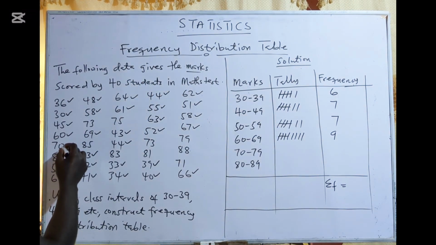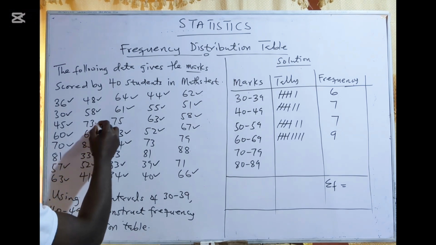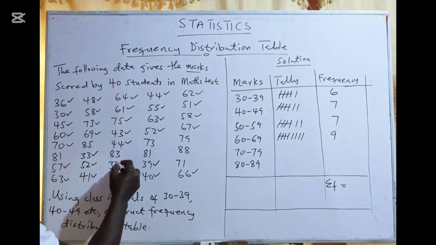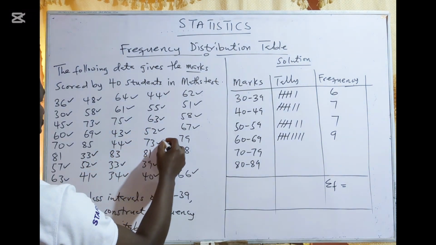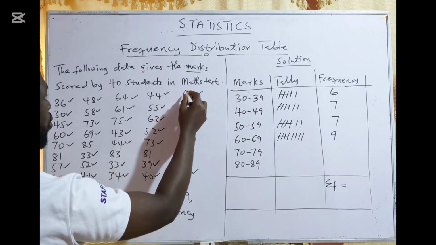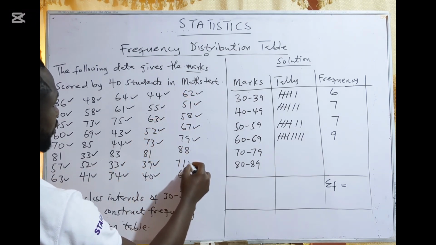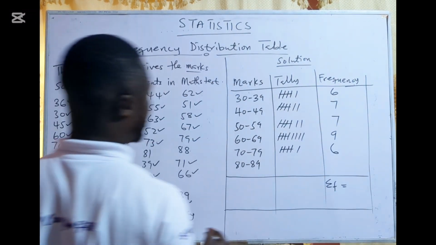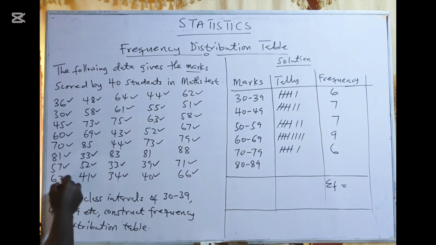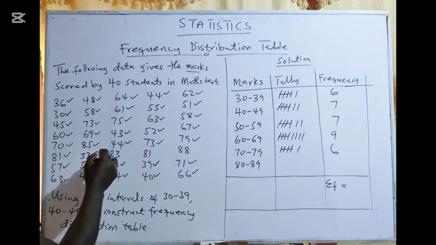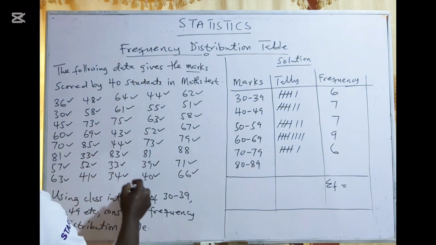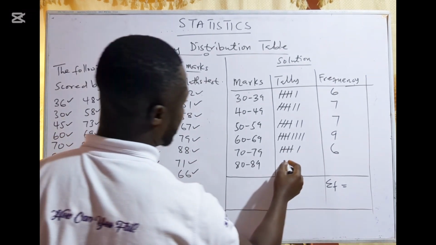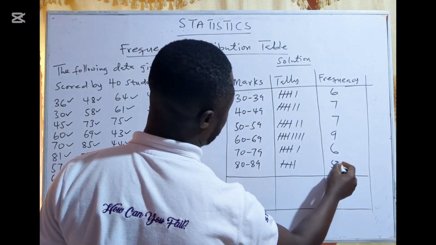The 70s. 1, 2, 3, 4, 5, 6. So 1, 2, 3, 4, 5, 6. In the 80s: 1, 2, 3, 4, 5. So 1, 2, 3, 4, 5. Okay.